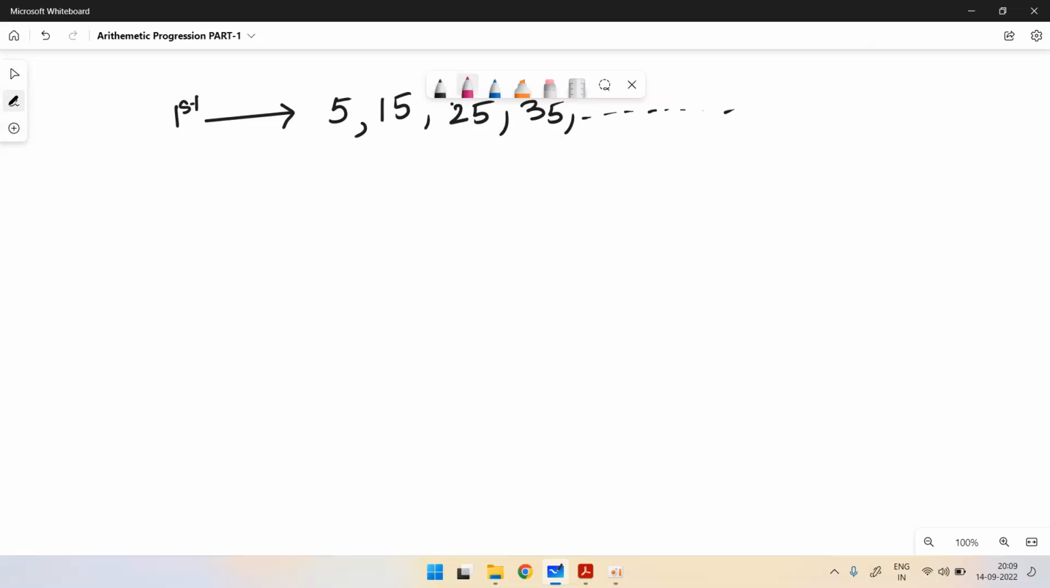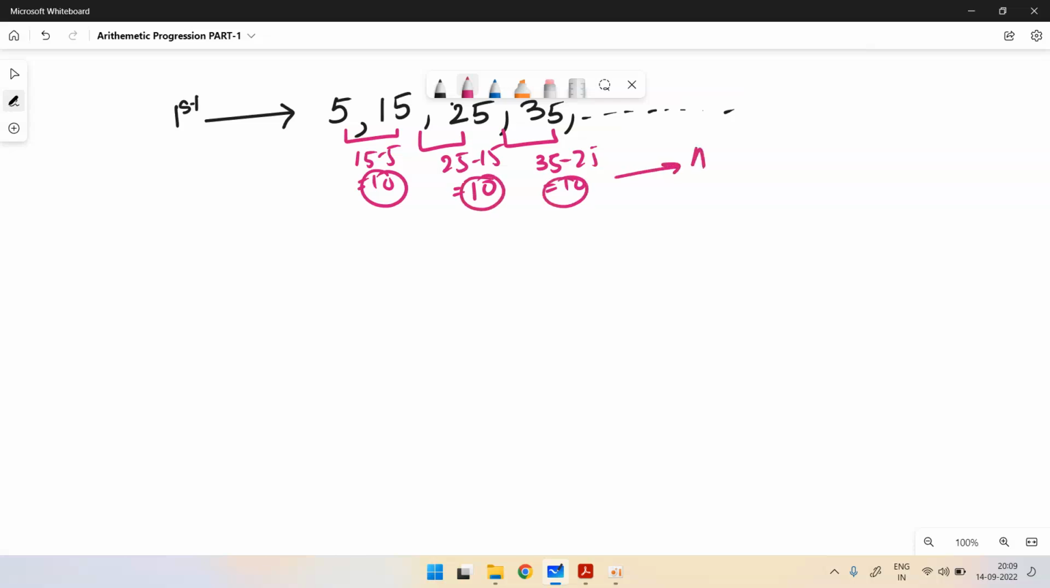Suppose on the first day, a father of a child gives 5 rupees. The next day he gives 15 rupees, and the next day he gives 25 rupees. The next day he gives 35 rupees, and so on. You can see the common difference: 15 minus 5 equals 10. Given this question, this forms an AP, because the difference is constant, which implies that this is an arithmetic progression.